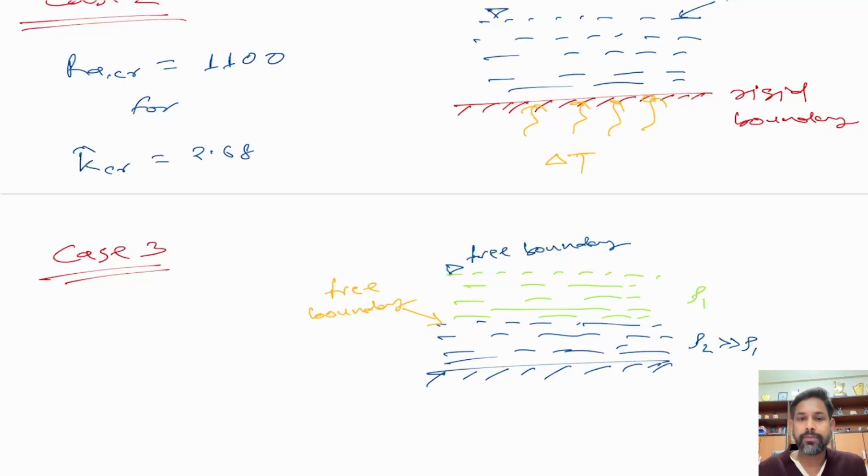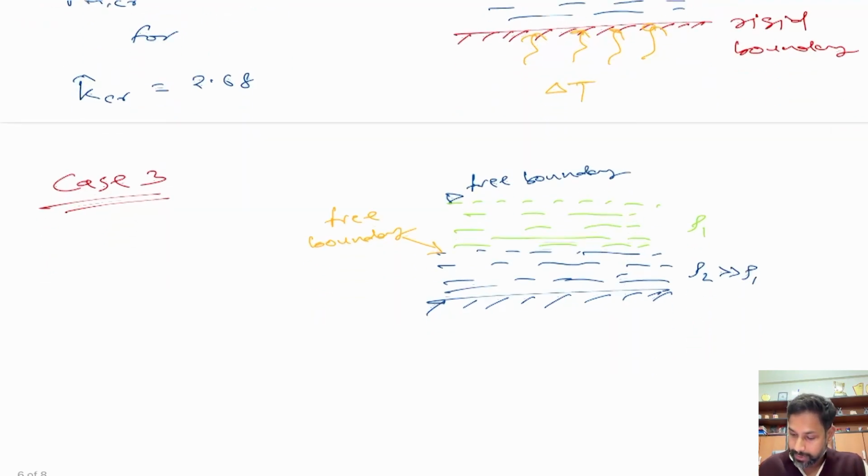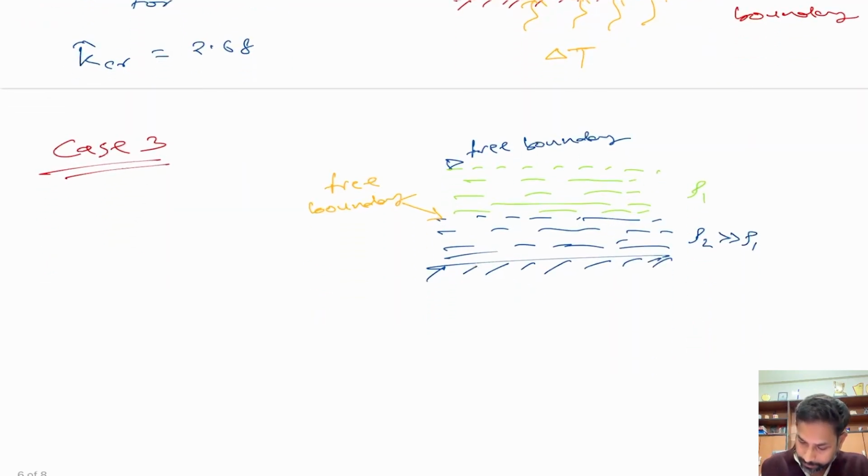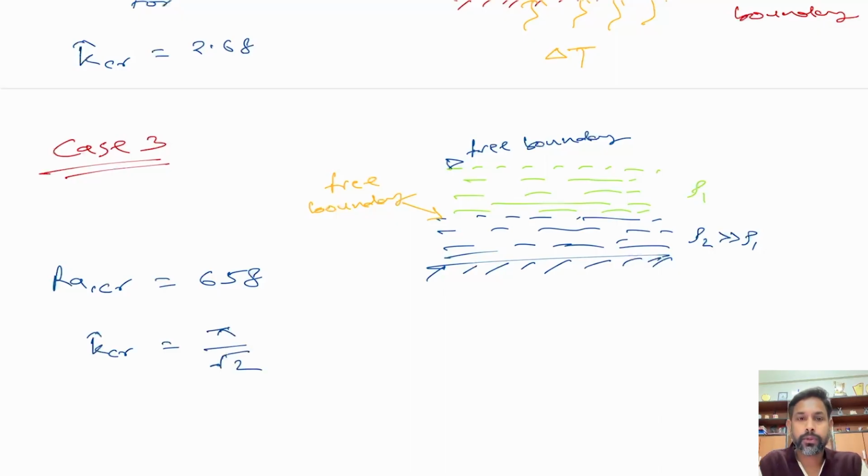Okay, so if we have one fluid on top of another, provided that your lower layer fluid is much heavier than the upper layer fluid, so that convection in the upper layer does not affect the behavior of the lower layer fluid much. Okay, in that case, Ra critical we get is roughly 658 for K hat critical of pi over root 2. Okay, so these are all theoretical results, and they have been verified experimentally for different conditions.